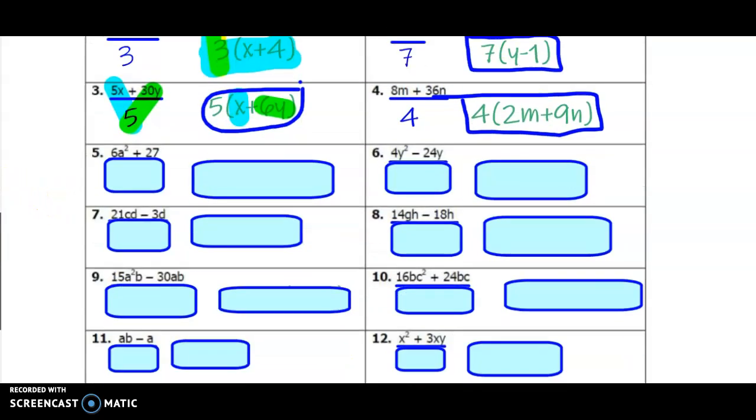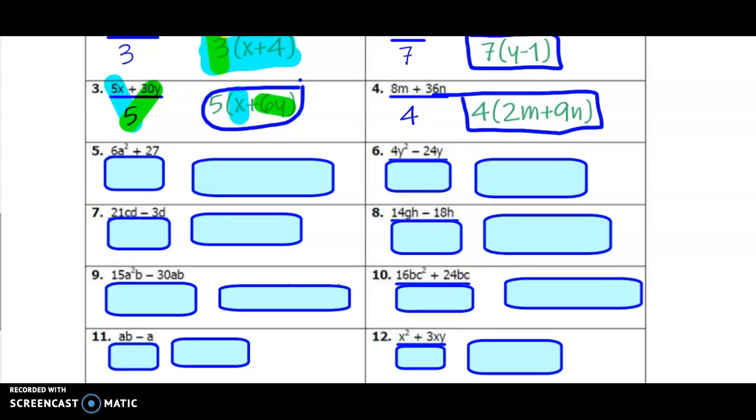Okay, so now moving along to number 6. I'm going to skip number 5 right now. I'm going to have you go back and look at it in a minute. For number 6, I have a 4 and a 24. So the greatest common factor for my numbers is 4 because 4 goes into 4 and into 24.